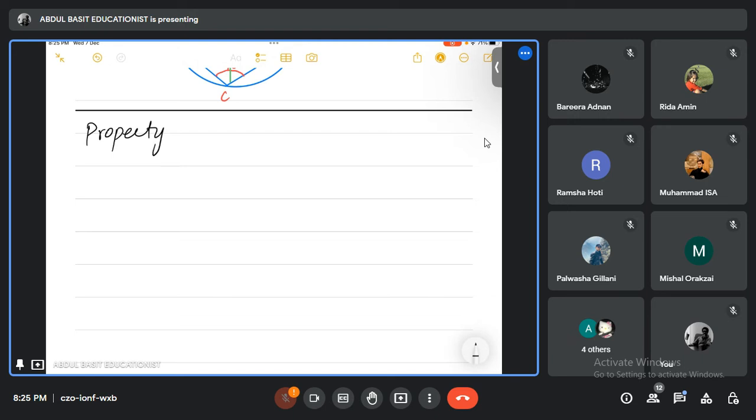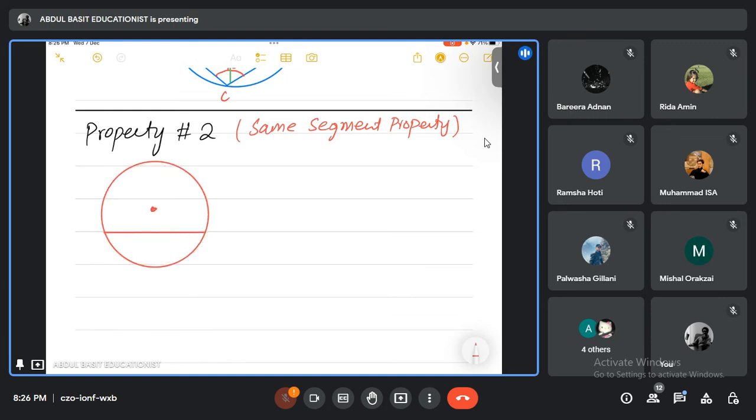property number 2. But before proceeding to the property, we should know what a segment is. So that is same segment property. We should know what a segment is. It's the center of a circle. Okay. Rida, beta, this line AB is known as chord. Agree? Yes, sir. But the region AB is what? It's a minor segment. Do you agree with this thing?